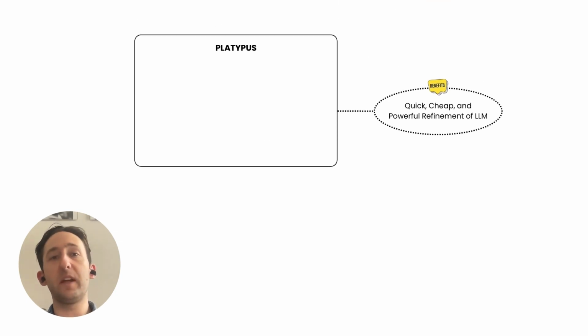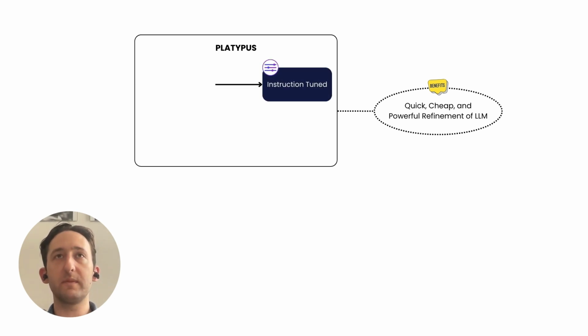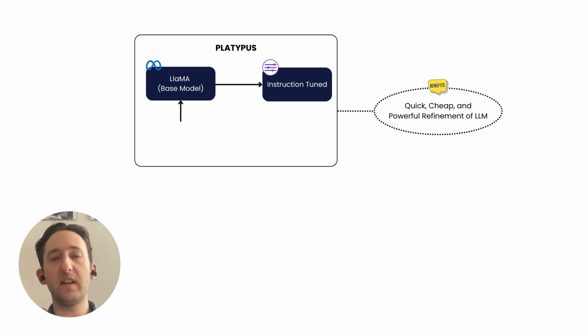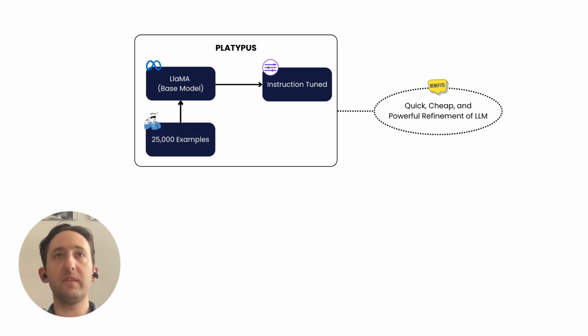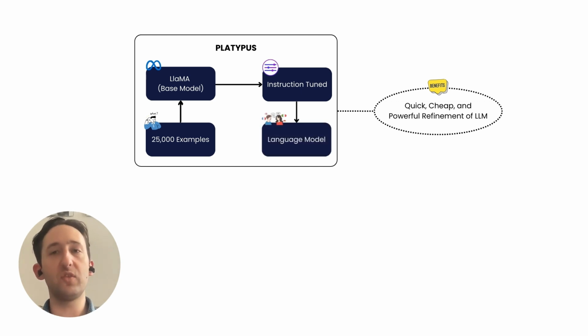One of the things that's been very interesting to me is seeing papers like the Platypus paper, Platypus: Quick, Cheap, and Powerful Refinement of Large Language Models, where they have a Llama base model, and then they take a subset of instruction-tuned data, about 25,000 examples, and apply that to the language model. And then all of a sudden it's shooting up to the top of the performance, and potentially rivaling commercial large language models.